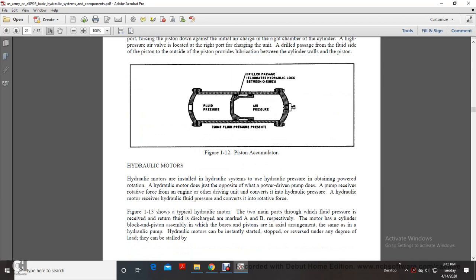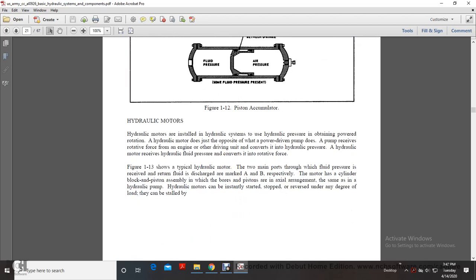Alright, hydraulic motors are installed within a hydraulic system. The hydraulic motor does just the opposite of the power-driven pump. The pump receives the rotative force of the engine or other driven unit and converts it to hydraulic pressure. A hydraulic motor receives hydraulic fluid pressure and converts it into rotating force.